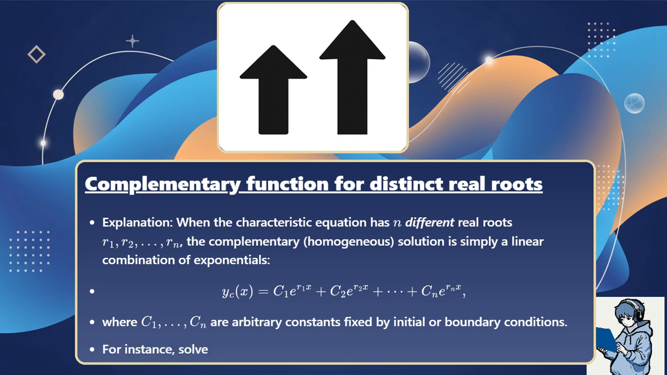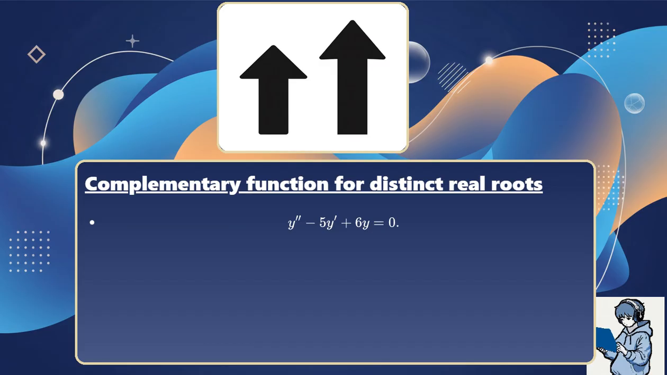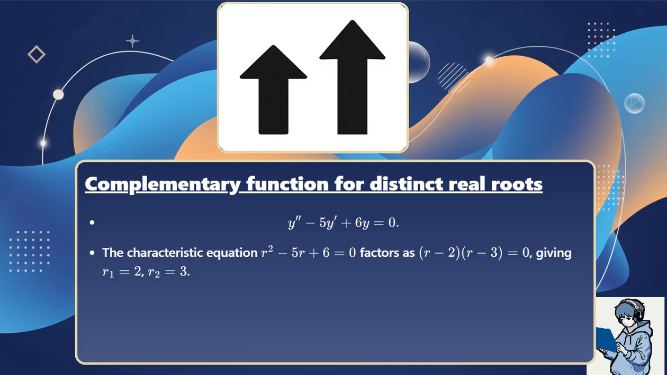For instance, solve y'' minus 5y' plus 6y equals 0. The characteristic equation r squared minus 5r plus 6 equals 0 factors as (r minus 2)(r minus 3) equals 0, giving r1 equals 2, r2 equals 3. Hence, y_c(x) equals c1 e^(2x) plus c2 e^(3x).